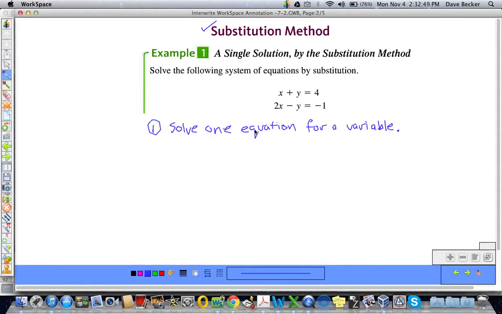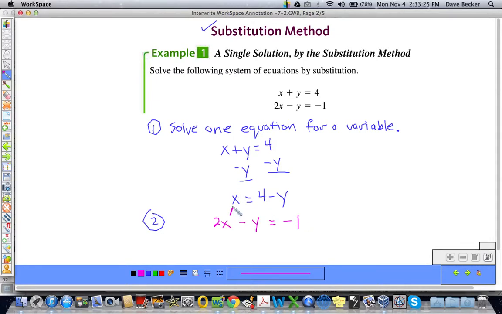So I have x plus y equals 4, and I'm going to go ahead and solve it for x. I could solve it for y, it doesn't matter. So to do that, I subtract y from both sides, and I get x equals 4 minus y. And now here comes the substitution part, because what I'm going to do is substitute into the equation 2x minus y equals -1.